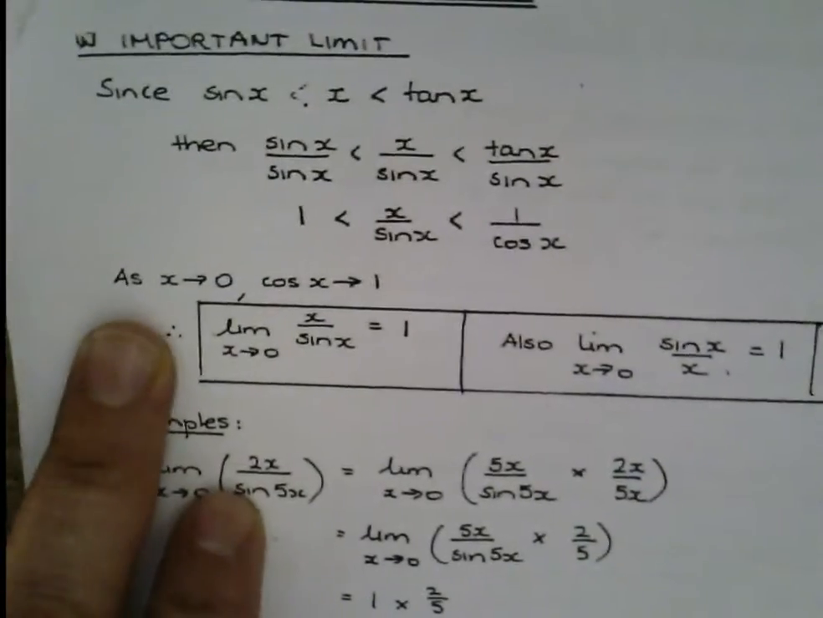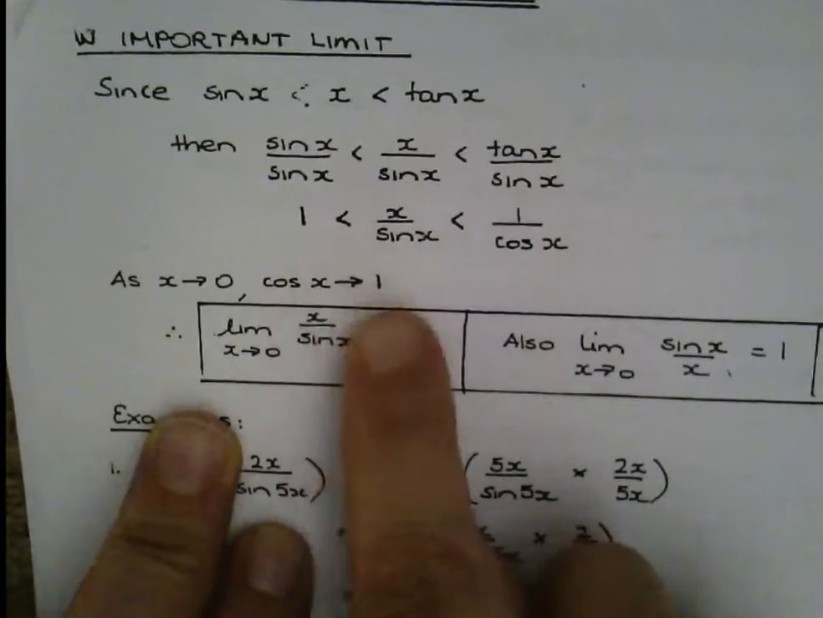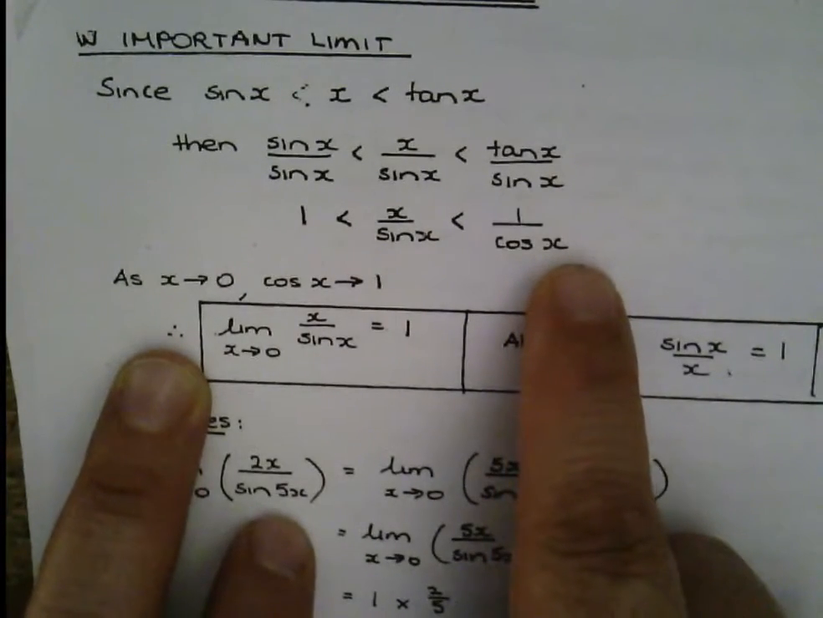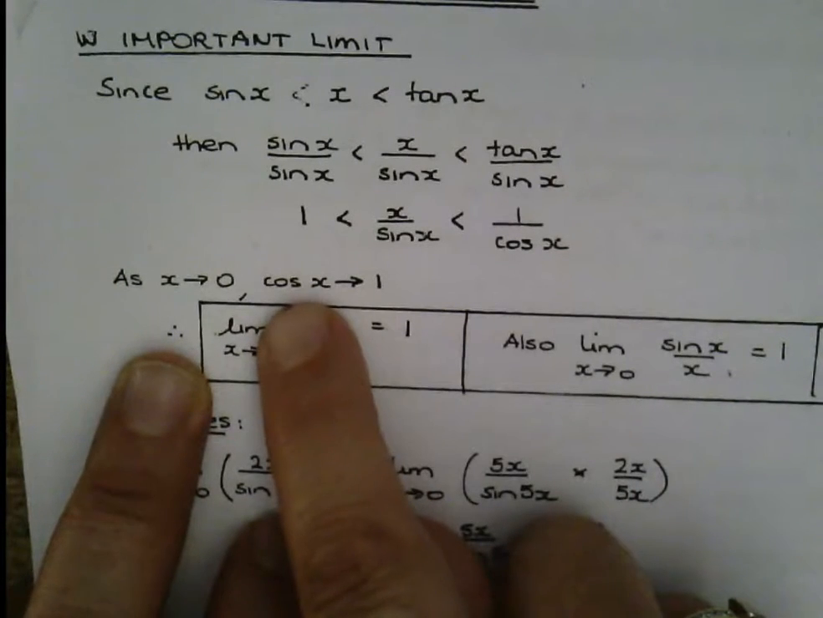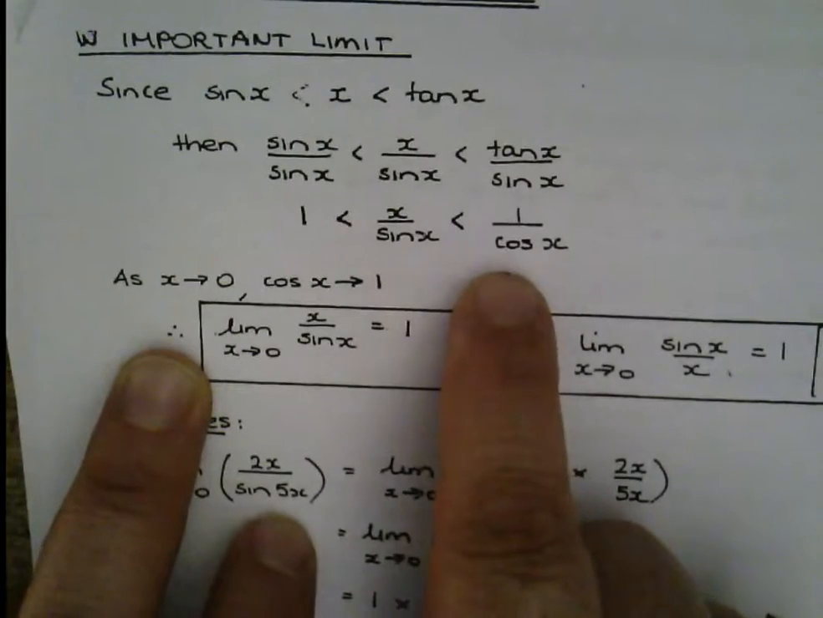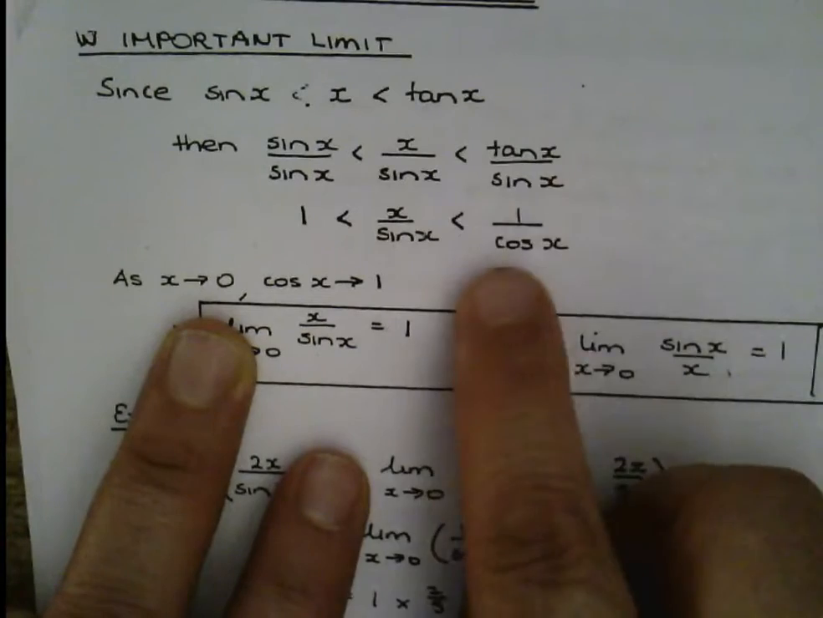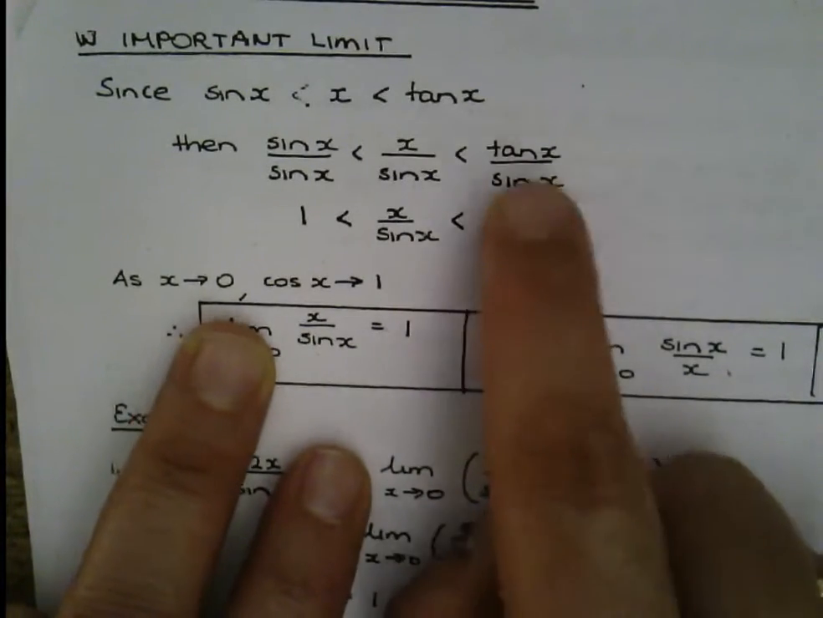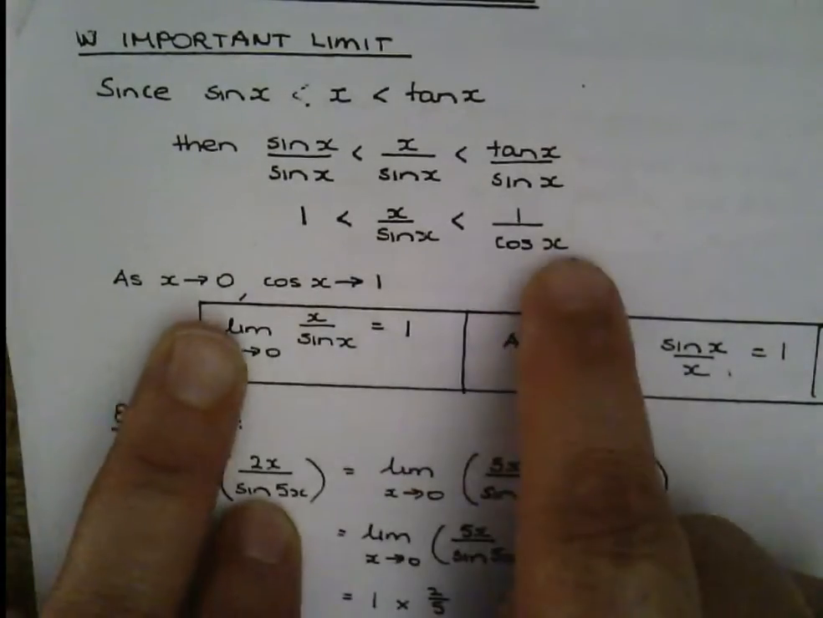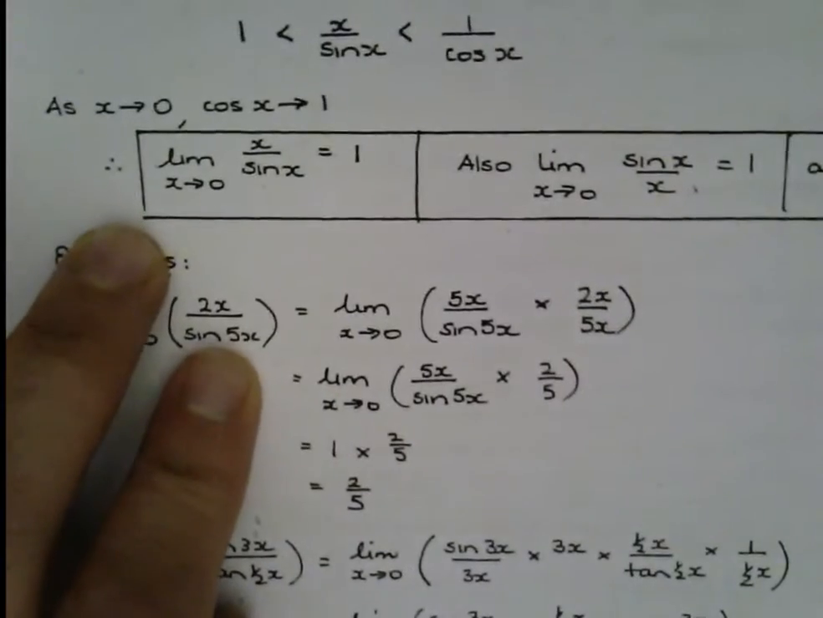Now, look, we did part of this last lesson. With this result here, as x approaches 0, we know that cos of 0 is 1. But I've got a problem with this one because you're not allowed to do 1 over 1. Actually, you are. 1 over 1 is 1. So as x approaches 0, cos x approaches 1. Anyway, the limits that you need to learn are just here.